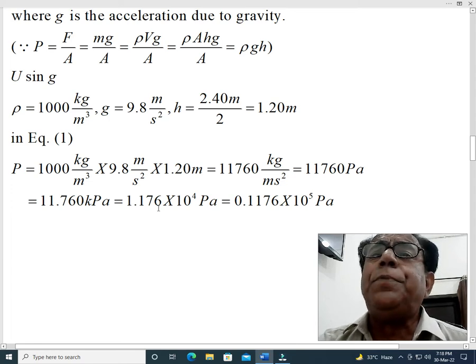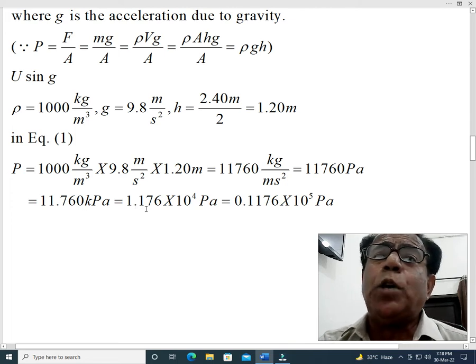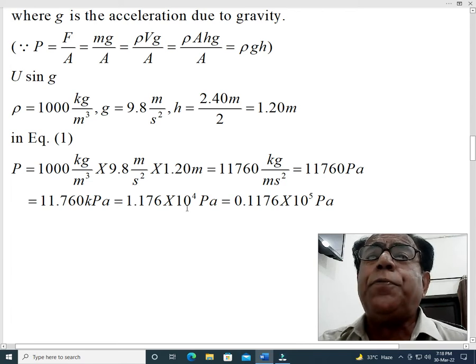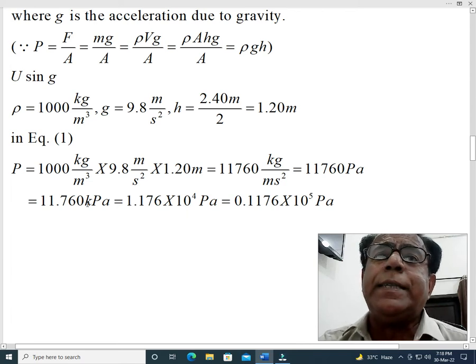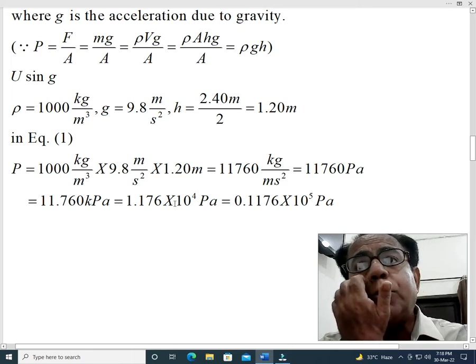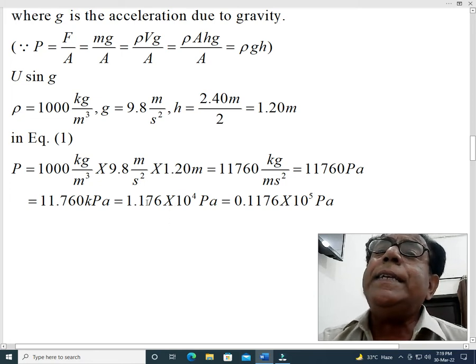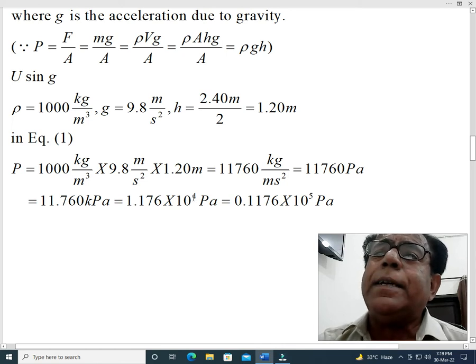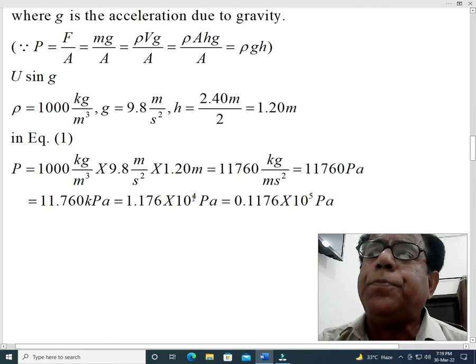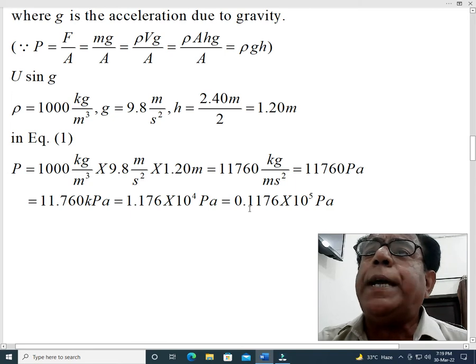Similarly, in the next step we have again divided it by 10 and it has become 1.176 into 10 raised to the power 4 Pascal. Because here it was 10 raised to the power 3 and by dividing by 10 it has increased by a further 1 power of 10, 10 raised to the power 4. In the next step we have again divided it by 10, with the result that this power 4 has increased one step more. So it has alternatively become equal to 0.1176 into 10 raised to the power 5 Pascal.